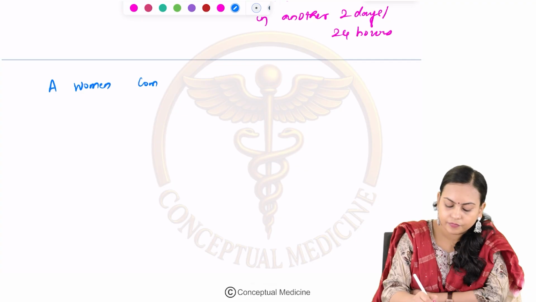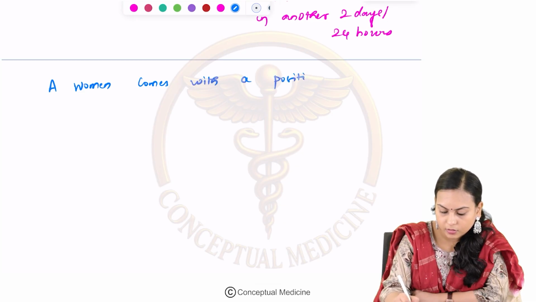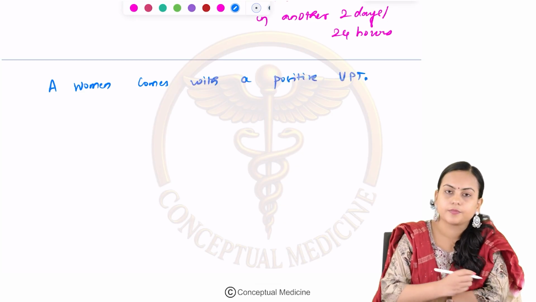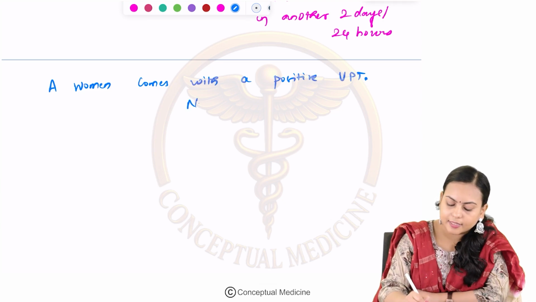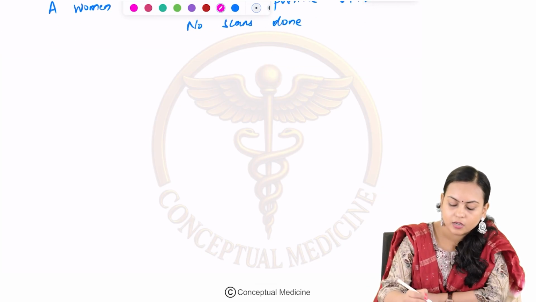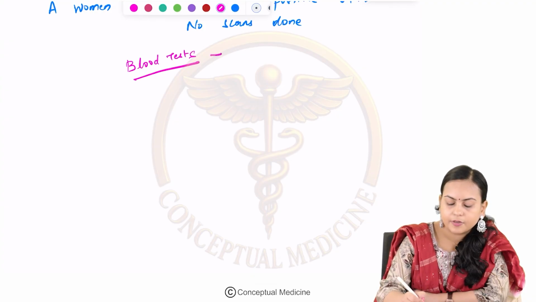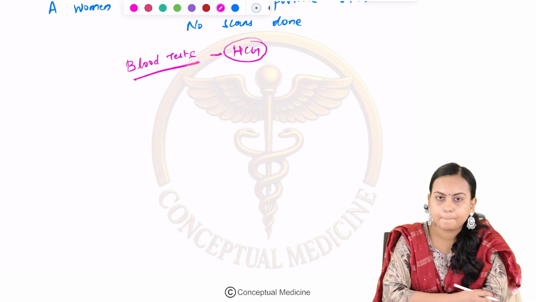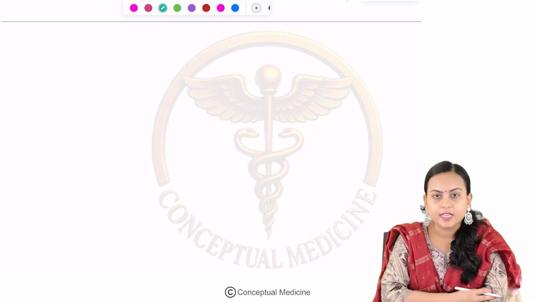Okay. Now, we will see a case scenario like a woman comes with a positive urine pregnancy test. No scans done. Now, you have to evaluate her using blood test alone. Obviously, we will be doing HCG hormone levels.